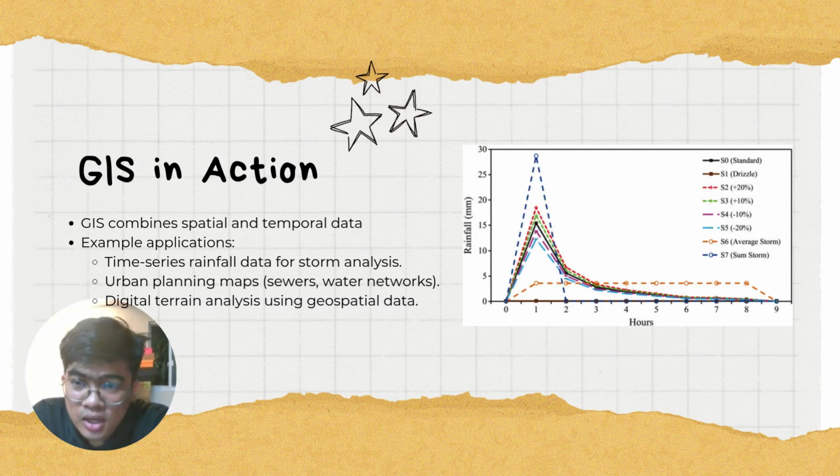GIS in action. Now, GIS is incredibly versatile. And here are a few examples of its applications. First is for rainfall analysis. Using time series maps, GIS can show how rainfall accumulates during a storm. Next is for floodplain mapping. It can identify areas prone to flooding, helping with disaster planning. And lastly, for urban infrastructure, GIS maps can display water distribution networks or sewer systems, aiding urban planning. These applications showcase how GIS bridges the gap between spatial data and real-world decision making.